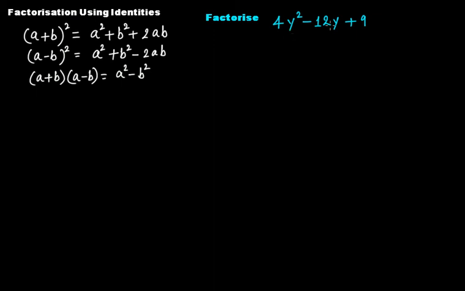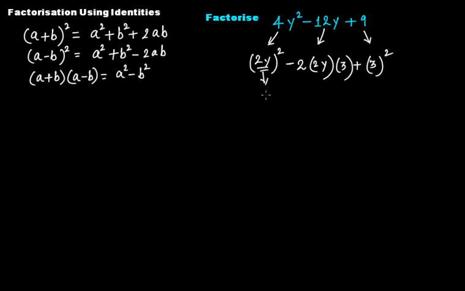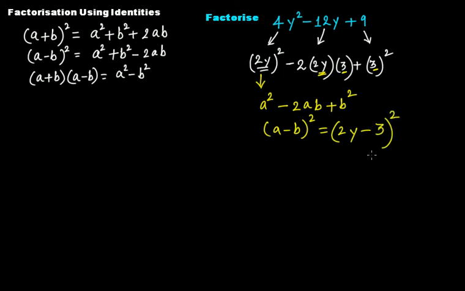Then you have to factorize 4y squared minus 12y plus 9. Now this is (2y) whole squared, and this plus 9 is 3 squared, and this minus 12y is minus 2 multiplied by 2y multiplied by 3, right? 2 times 2 is 4, times 3 is 12, and y is here. Now this is of the form, if you take 2y as a and 3 as b, a squared minus 2ab plus b squared. That is this identity, a squared plus b squared minus 2ab. So you write this as (a minus b) whole squared. It means that our a is here 2y and b is 3. So this is (2y minus 3) whole squared. This is the required factorization of this expression.